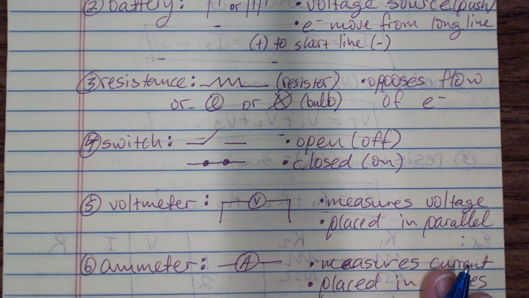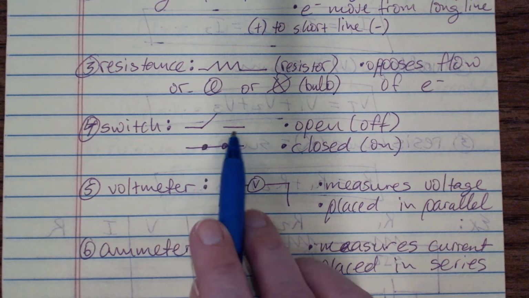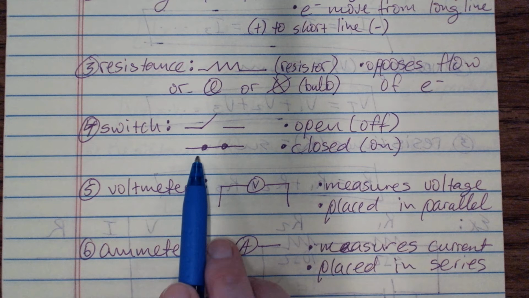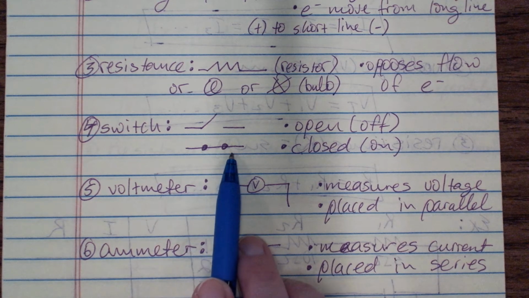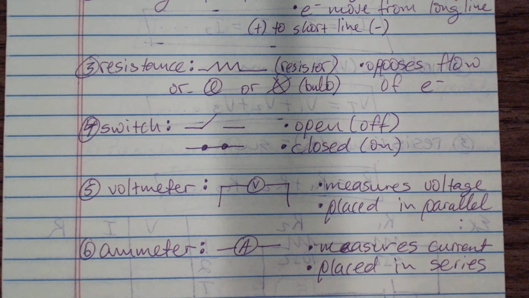You can have a switch, and a switch can either be open, which means the circuit is disconnected, so it's turned off, or it can be closed, which means the circuit is completely connected, so it's turned on.